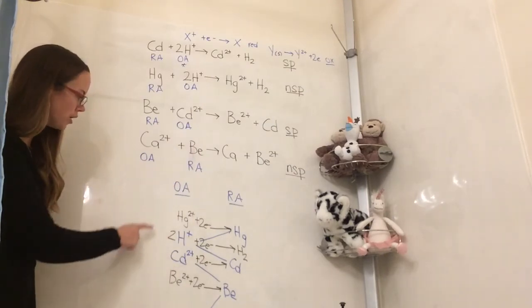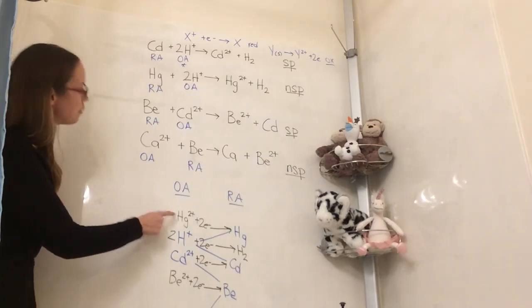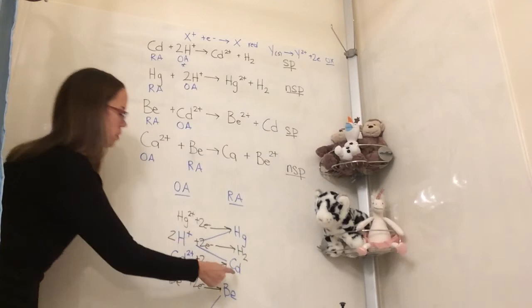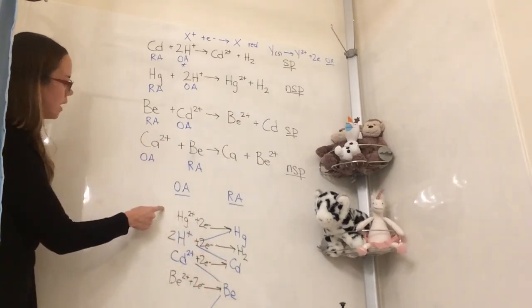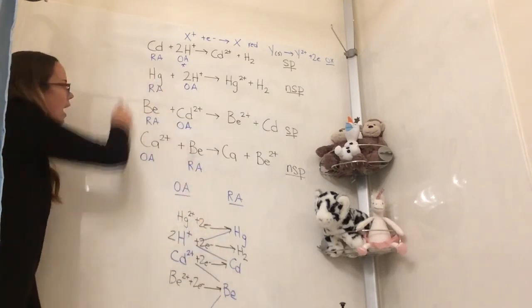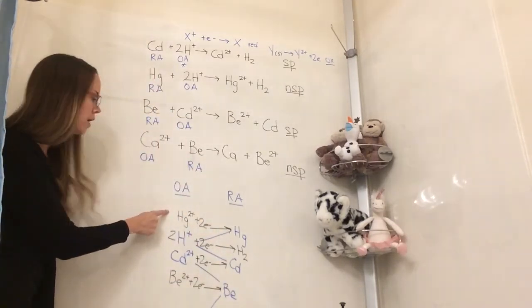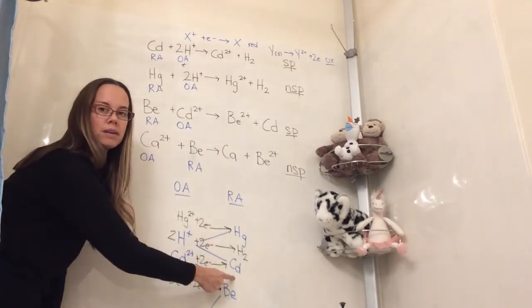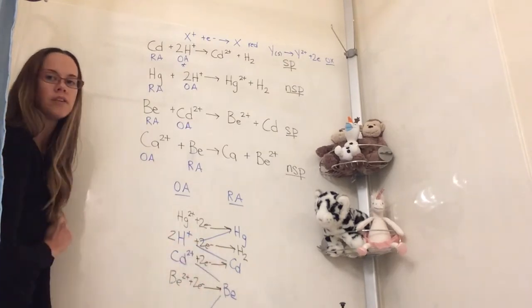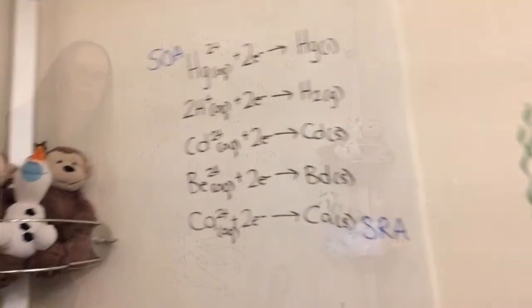But here, if I'm wondering if mercury ion is going to react with cadmium, I can see this would be a spontaneous reaction. Even though I don't have mercury and cadmium as an example up here, I could tell you on a diploma exam that mercury ion would react with cadmium in a spontaneous reaction. All right, let's write that table out a little neater than this, and then we'll work on our last example.